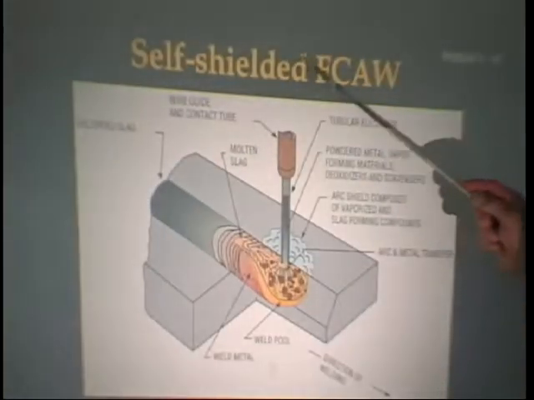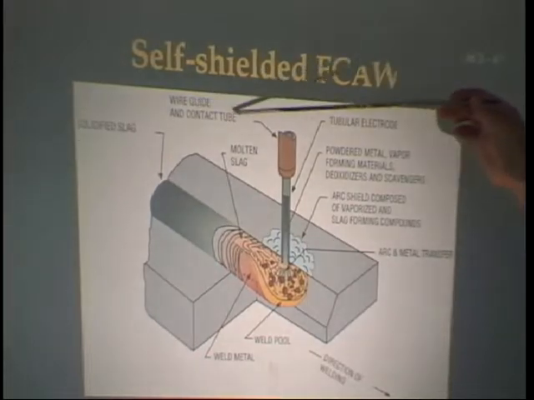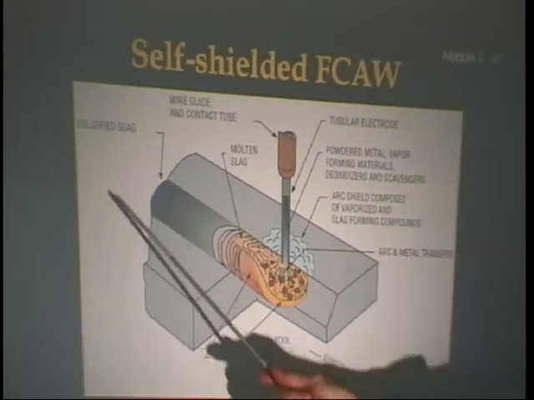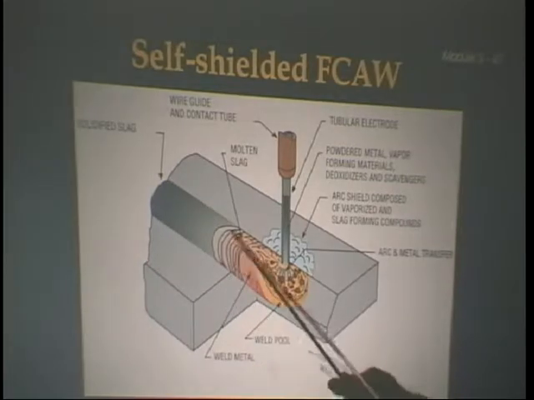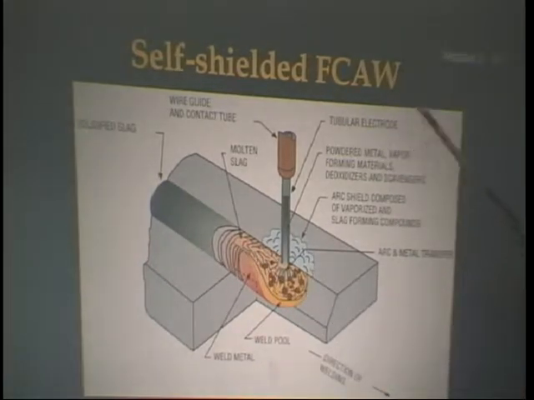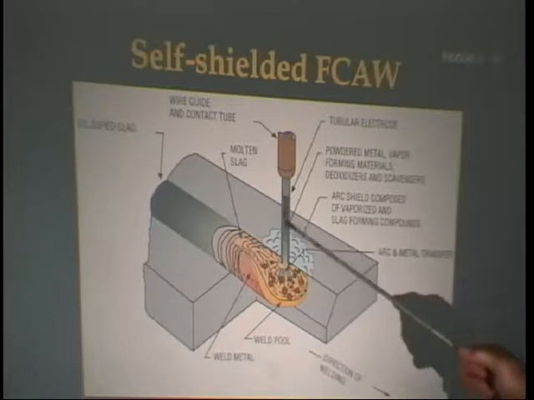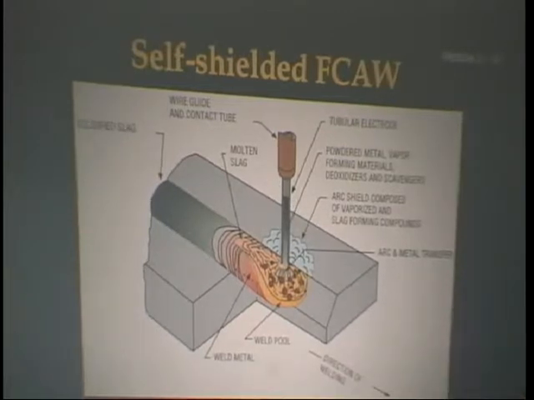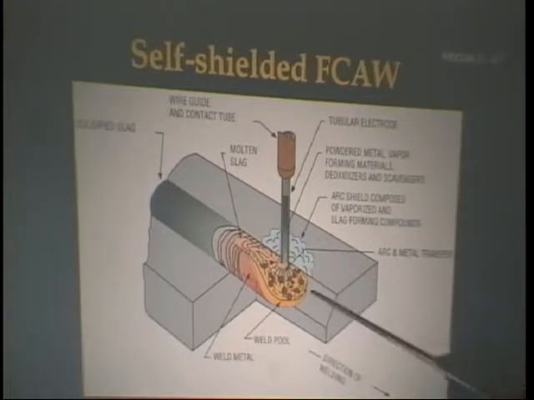If you look at this self-shielded Flux-Cored arc welding, we have a wire guide and contact tube. Here's the solidified slag, molten slag. We have a tubular electrode. So that by itself tells you that this is not gas metal arc, because in gas metal arc we use a solid electrode. Powdered metal, vapor forming materials, deoxidizers and scavengers, that's on the inside of our tubular electrode. The arc shield is composed of vaporized and slag forming compounds.